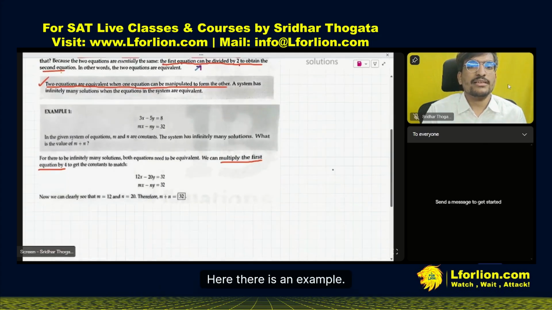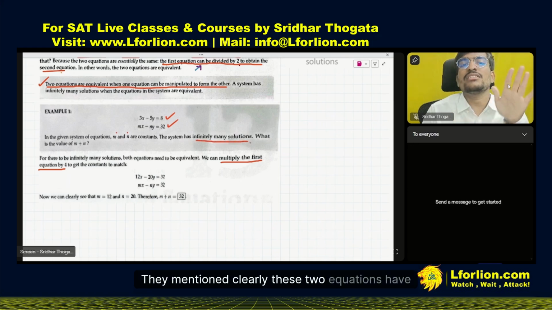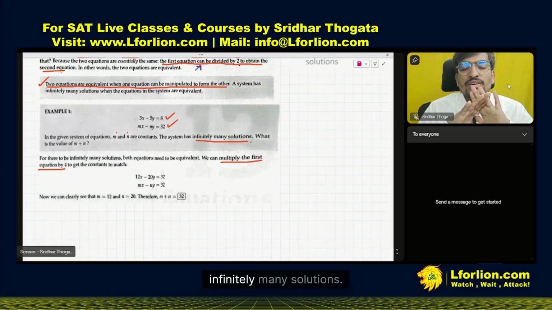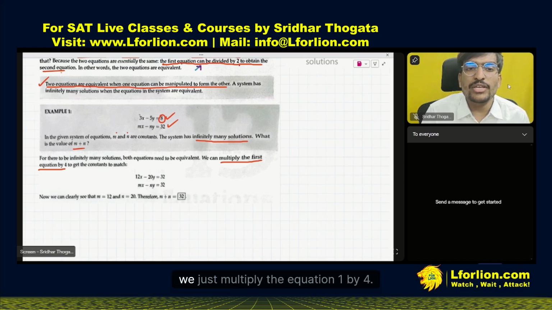Here there is an example. In the given system of equations, this is equation 1, this is equation 2, and m and n are constants. The system has infinitely many solutions. They mention clearly that these two equations have infinitely many solutions. What is the value of m and n? You see these constants are not the same. So what we do is multiply equation 1 by 4.